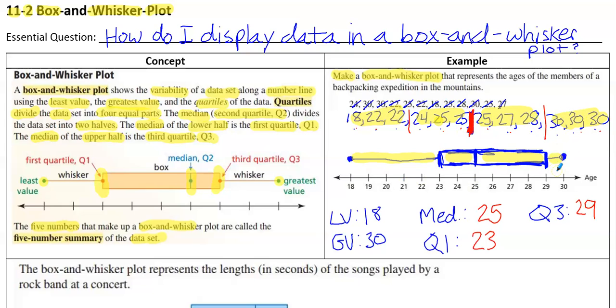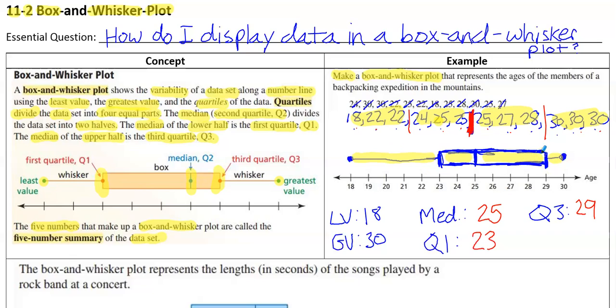So this is kind of showing you that we have a lot of data concentrated around 30, and then we have more variability down here. This 18 is really far below a lot of the rest of the data. So these are sections, 25%, 25%, 25%, 25%.